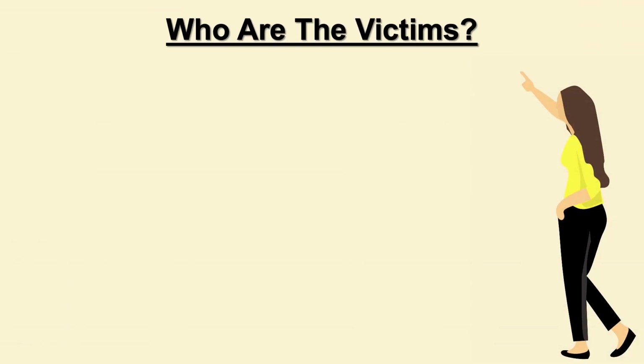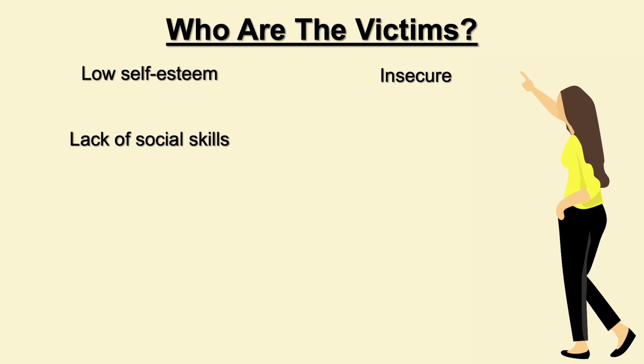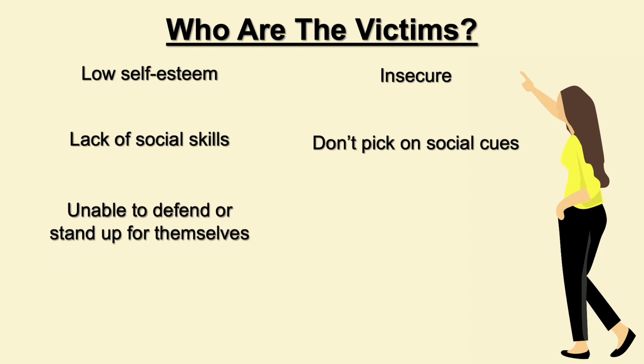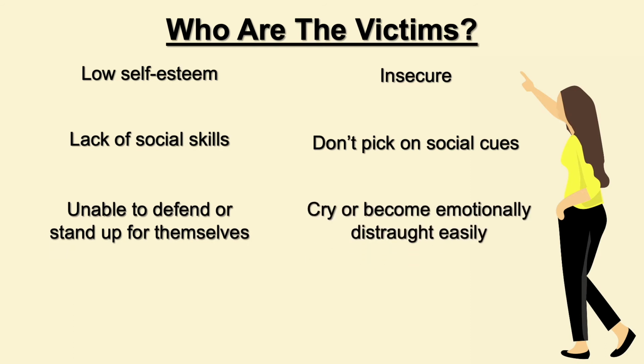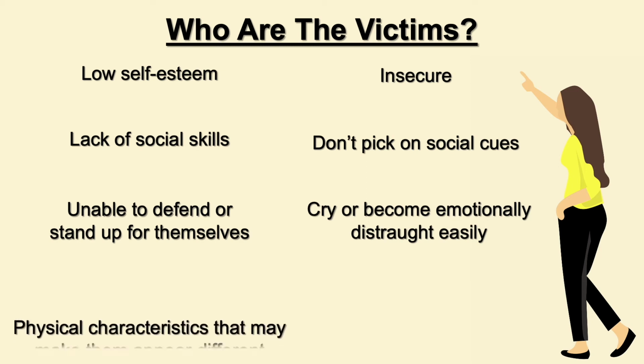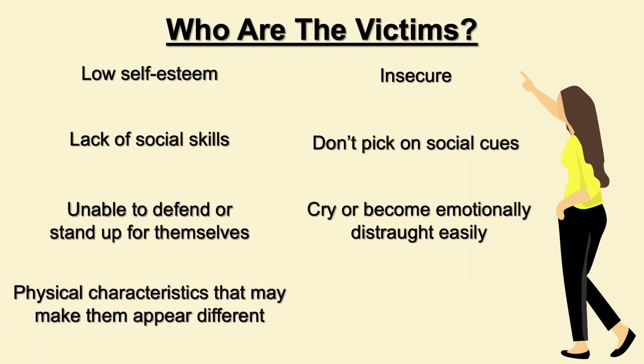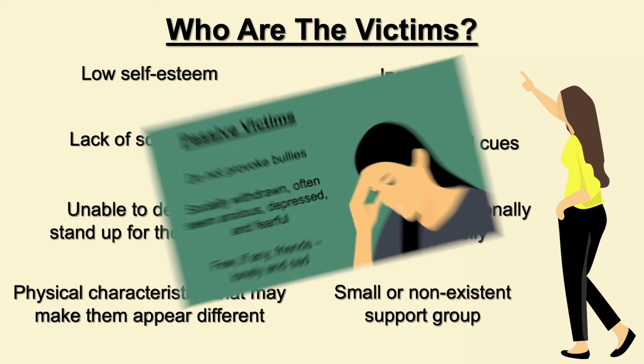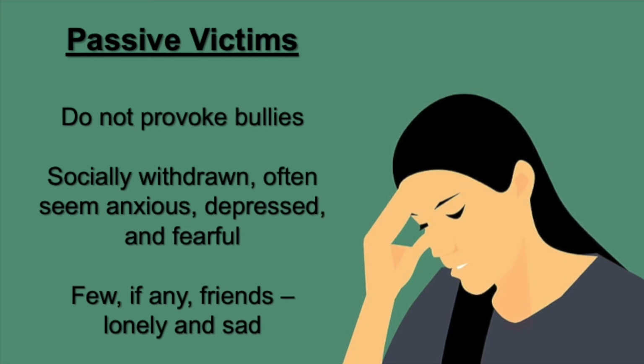So, who are the victims? The victims are typically students who have low self-esteem, are insecure, lack social skills, don't pick up on social cues, are unable to defend or stand up for themselves, cry or become emotionally distraught easily, have physical characteristics that make them appear different, such as being overweight, short, having glasses, or being handicapped, and students who have small or non-existent support groups.